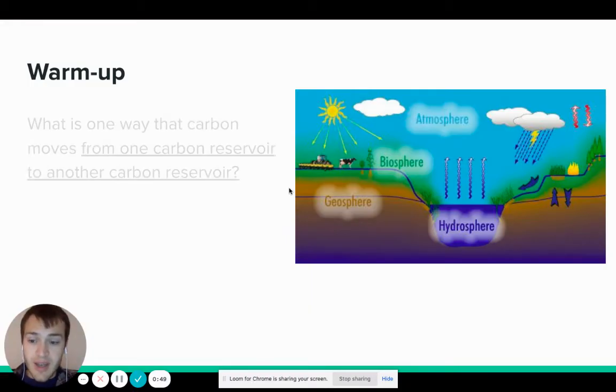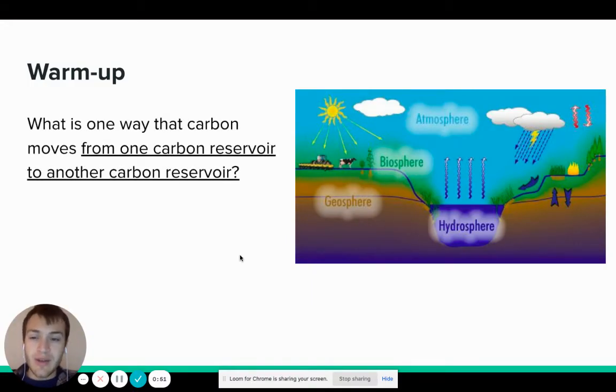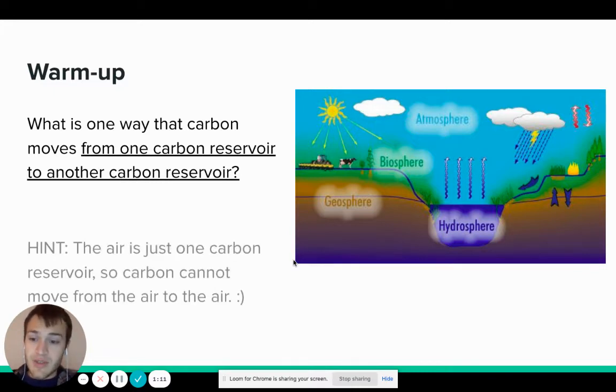So first, today's warm-up is: what is one way that carbon moves from one carbon reservoir to another carbon reservoir? A carbon reservoir is anything that stores carbon. So that could be a plant, an animal, the land, the water, the atmosphere, anything that stores carbon. So here's a quick hint for this warm-up question.